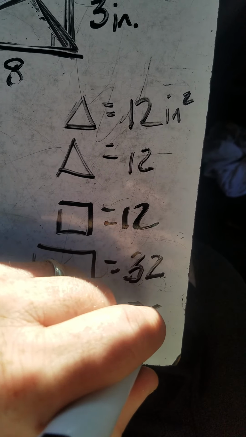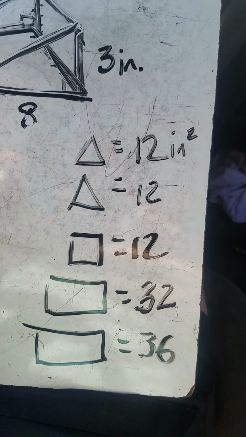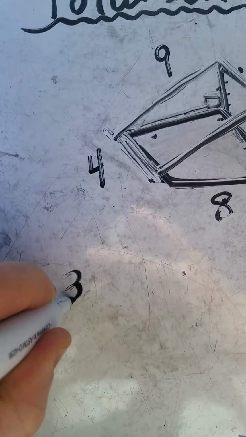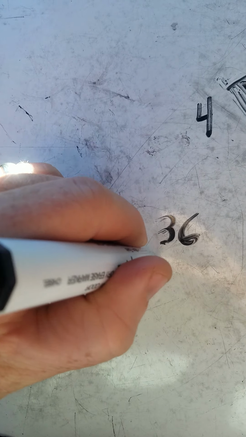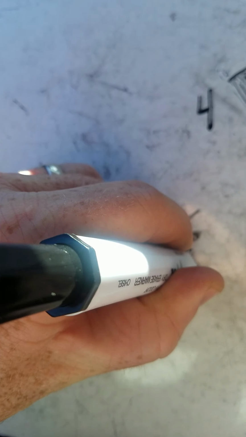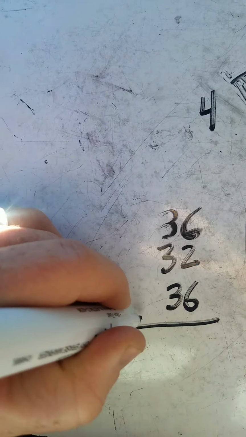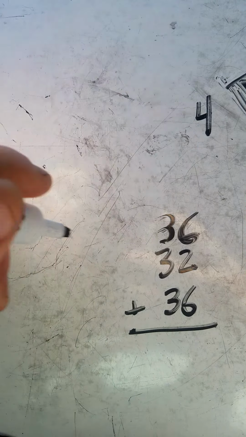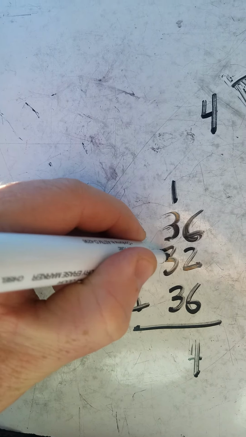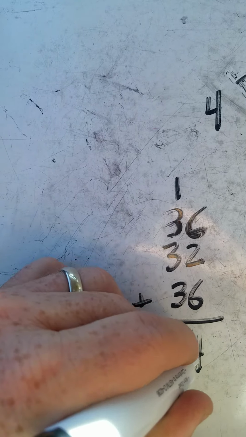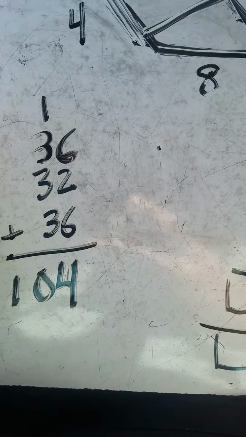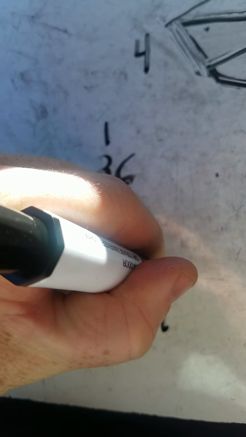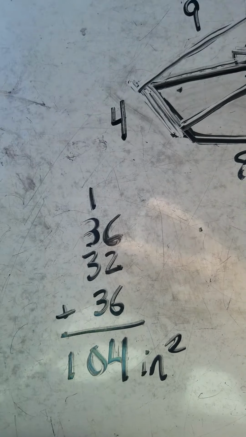And now to find the total surface area, I simply add these all up. 12 and 12, that's a 24. Okay, I'm adding them up. 24 and 32 and another 36. Okay, 8 and 6 is 14. 9 and 10. This is 104, and it's surface area, so it's 104 inches squared. Okay, and that's how you do it.